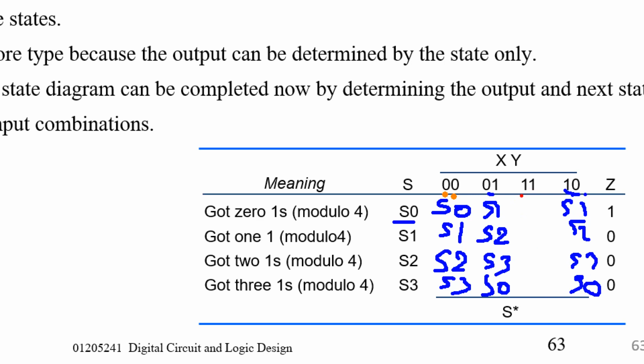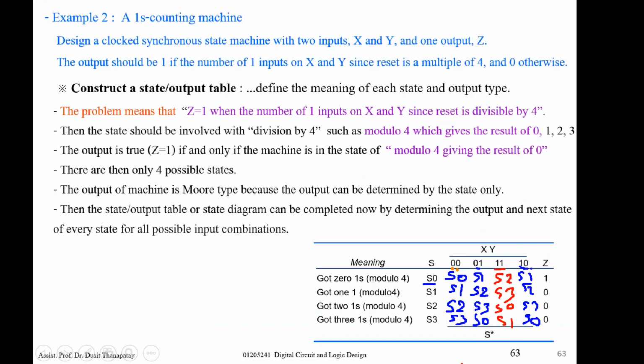And if input is 1,1, you get 2 more logic 1 inputs. That means we change S0 to S2, S1 to S3, S2 to S0, and S3 to S1. So now you can complete the state output table. That is the first step that you should be able to do after you read the problem.